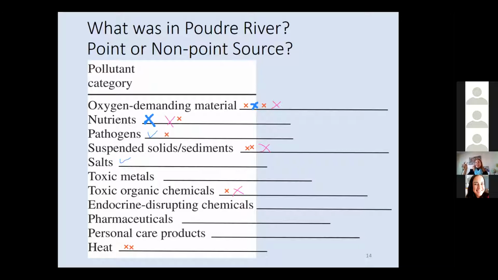I was hoping to get a lot more X's on the suspended solids. You saw that black water. We had a lot of ash. We had a lot of suspended solids come in. So this was probably the highest amount of pollutants that we saw in Poudre River after the wildfire and after the storm event. Salts could be coming from the fire retardants, toxic organic chemicals.